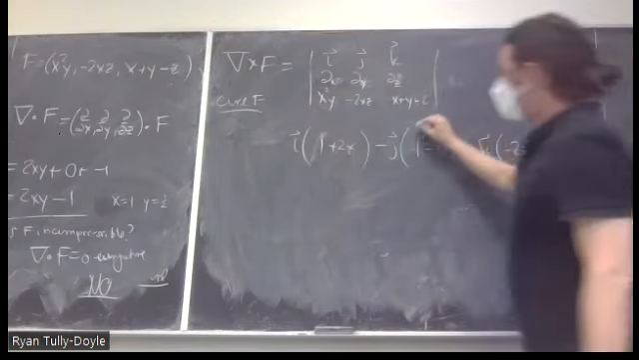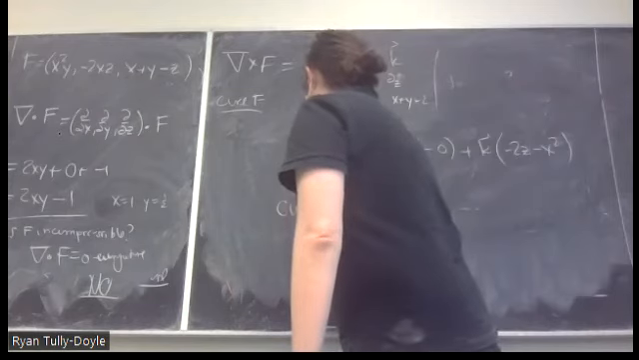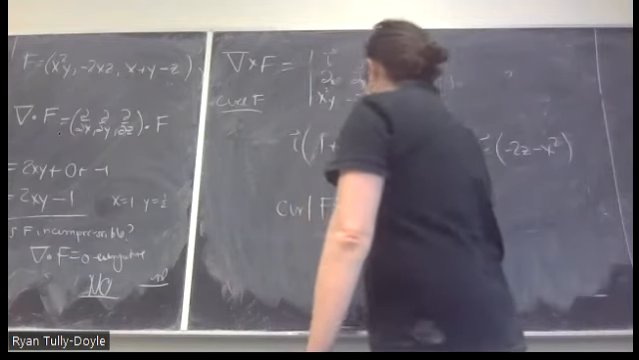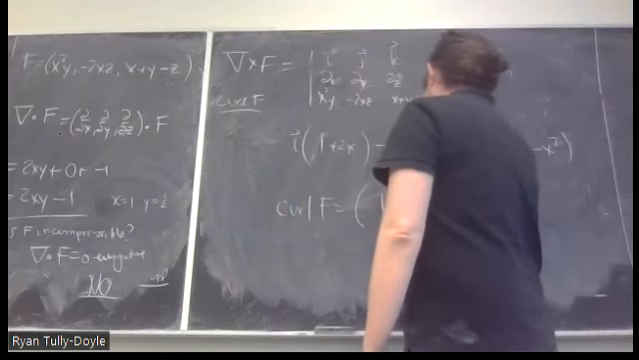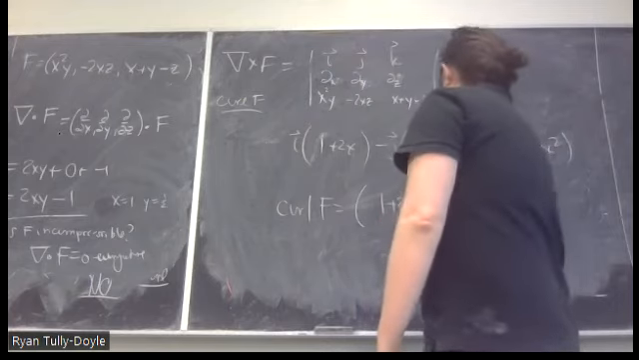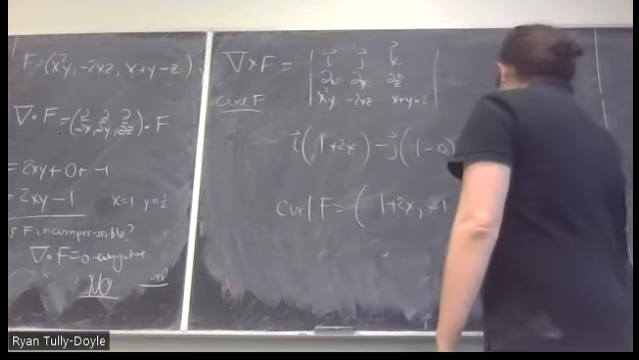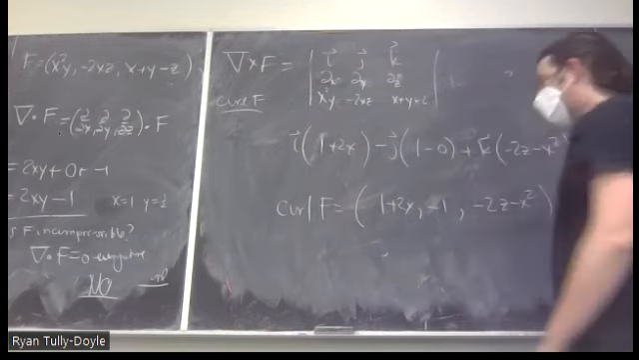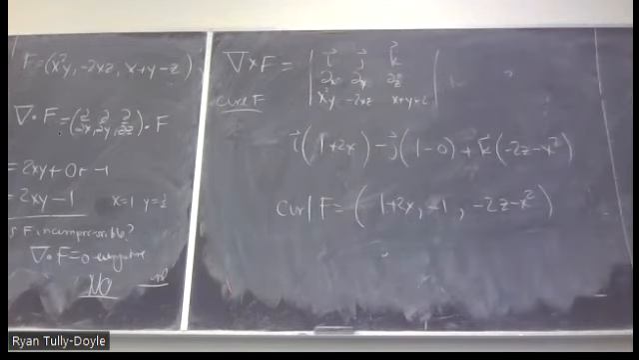So this quantity, curl f, is 1 plus 2x, minus 1, minus 2z, minus x squared. Is that ever equal to 0?